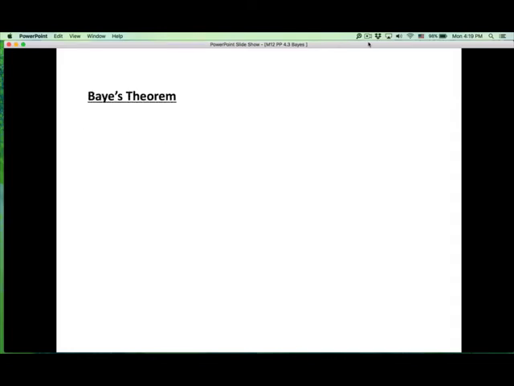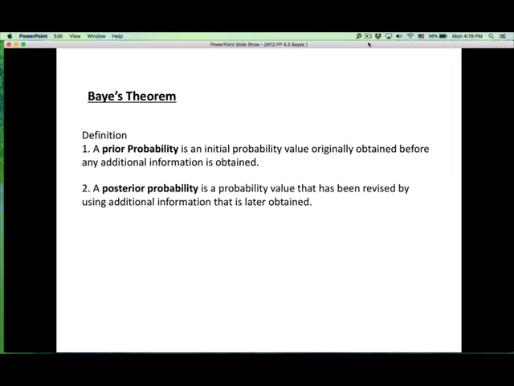Bayes theorem. Look at the definition. We have two types of probability. One is the prior probability. This is the initial probability value, originally calculated before any additional information is obtained. Just what we covered in the previous session, like the basic probability, addition rule, or multiplication rule. This is all the prior probability.